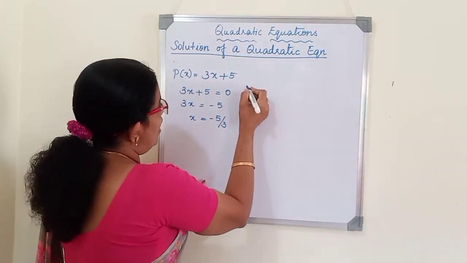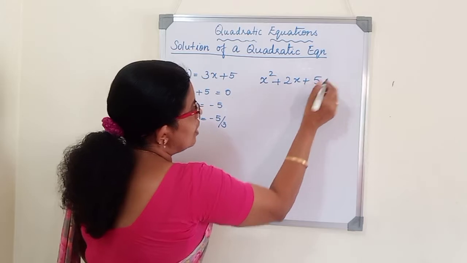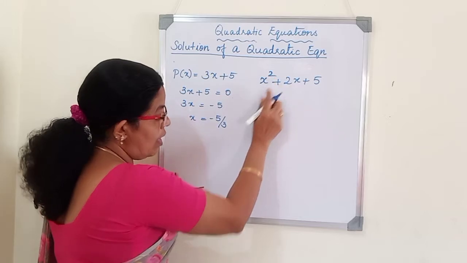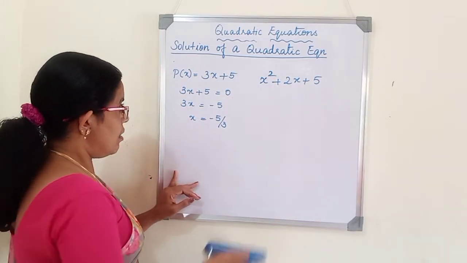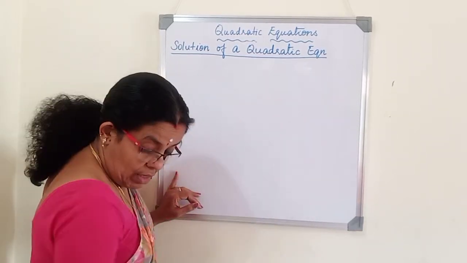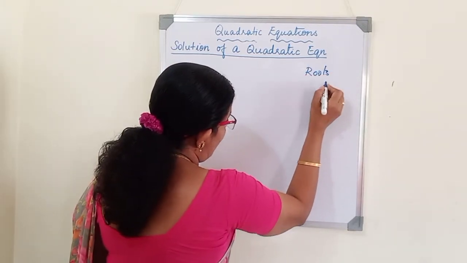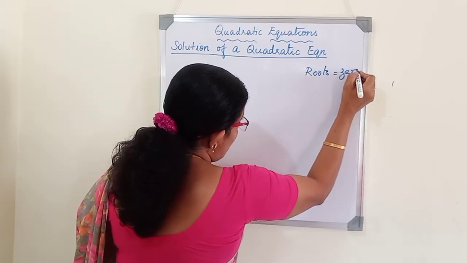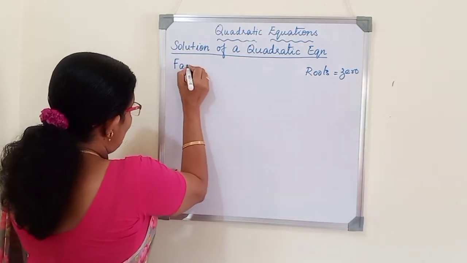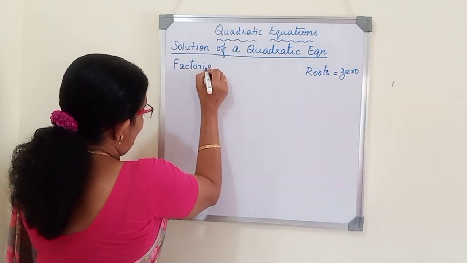For a quadratic polynomial, x square plus 2x plus 5, a maximum of 2 zeros are there, as the degree is 2. And for a cubic polynomial, 3 zeros. This year we are learning how to find the solution of a quadratic equation. For a quadratic equation, instead of zeros, we will say roots of the quadratic equation. Roots and zeros are the same. So for a quadratic equation, there are 2 zeros or 2 roots. First one is factorization method. We'll see how to find the roots of the quadratic equation by factorization method.